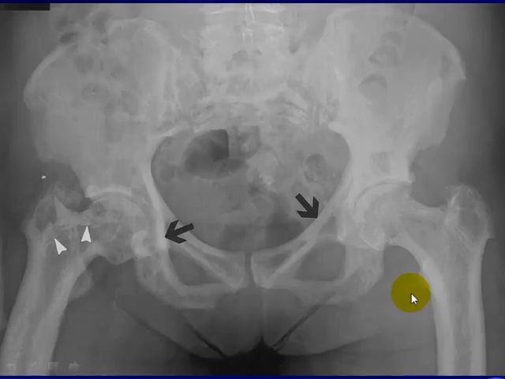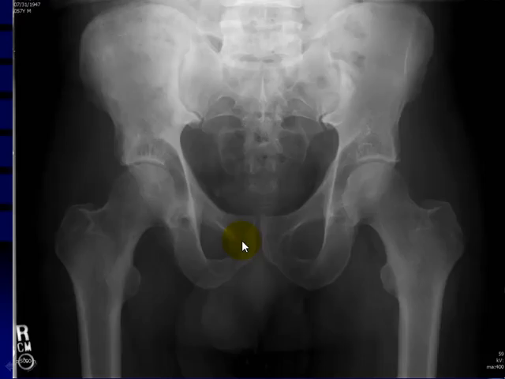Oftentimes, the first sign, first clue you will have for Paget disease on X-ray is this: the thickening of the iliopectineal line. Right, this is the iliopectineal line forming the pelvic rim over here. If you pay attention, the thickening of the iliopectineal line, especially if it's asymmetric on one side, is often the earliest precursor, earliest sign that there's Paget disease.